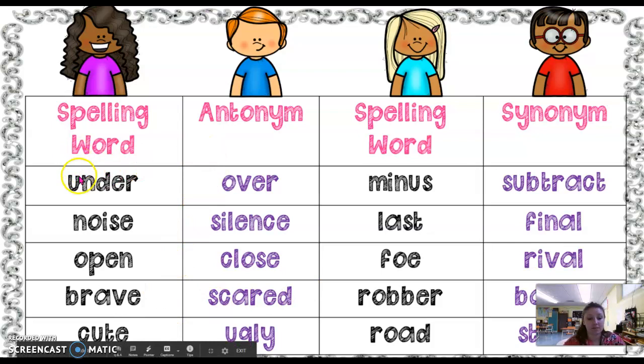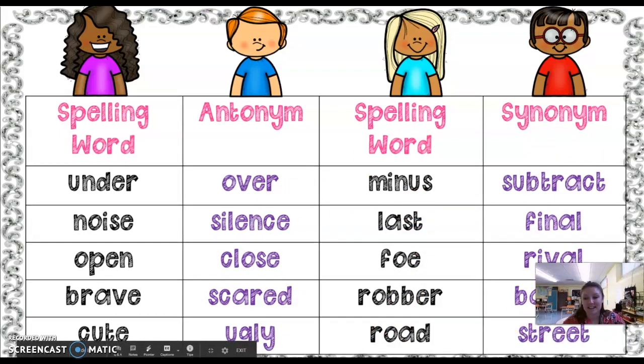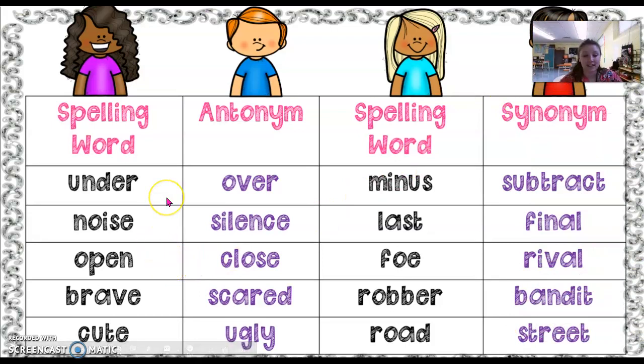We have 4 columns here. The words that are typed in black are our spelling words. There's no tricky word this week. The words that are in purple are the words that I'm going to tell you during the test. For example, I will say, write the antonym of over. And on your spelling test, you're going to write the word under. Or I might say, write the synonym for rival. And it's your job to write the word foe on your spelling test. So you need to know how to spell all of the words in black, but you also have to know which ones are synonyms and which ones are antonyms.